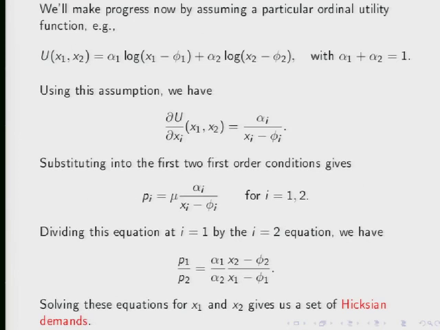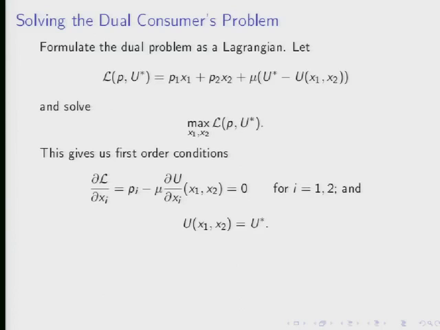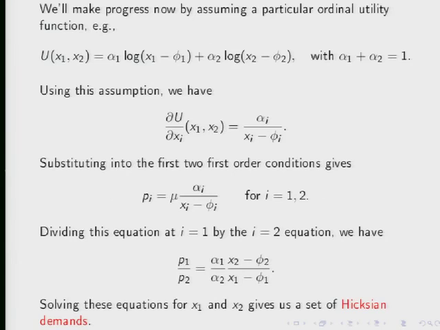Okay, so I've got this equation here, and I've got this equation here. There are two unknowns, x1 and x2. I can solve that, and when I solve it, I'm going to get a new kind of demand out of it. What I'll get are called Hicksian demands. So we've been working with the Marshallian demands. These are Hicksian demands. Now, how are they different?